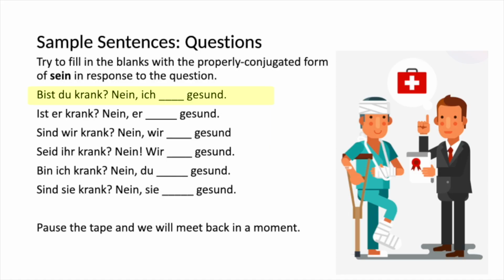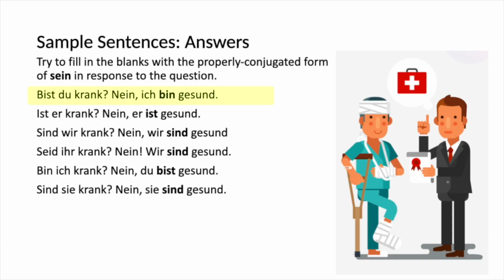Bist du krank? Nein, ich blank gesund. Ist krank? Nein, blank gesund. Sind wir krank? Nein, wir blank gesund. Seid ihr krank? Nein, wir blank gesund. Bin ich krank? Nein, du blank gesund. Sind Sie krank? Nein, Sie blank gesund. So pause the tape, fill in the correctly conjugated form of sein, and we will meet back in a moment to compare our answers.